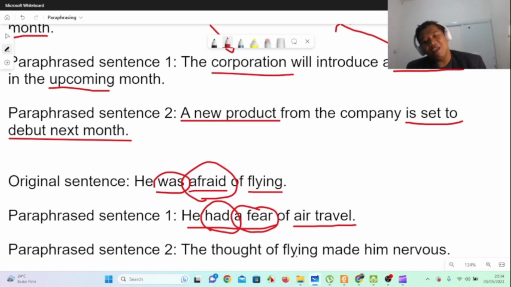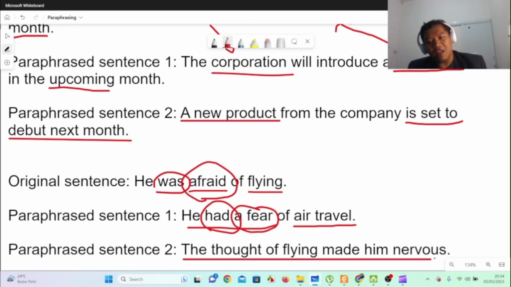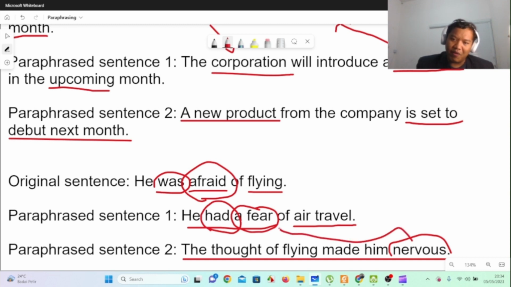The thought of flying made him nervous. All right, now this is not a better paraphrase than the first one, because nervous, we can kind of consider at this point that nervous is weaker than fear. Now, this is something that you have to take note of when it comes to paraphrasing in your writing or speaking, because fear is something that will cause you to back away almost immediately, right? It's like even an encouragement would struggle to push you. But if you change that to being nervous, it's much lighter, right?